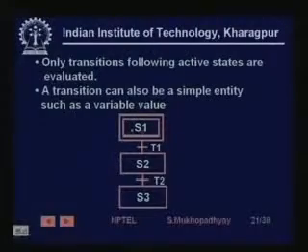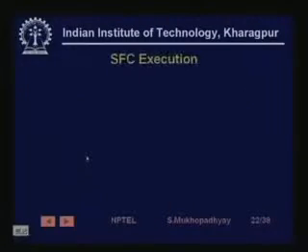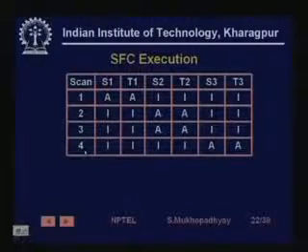So for example, in this case S1 is an initial step. While S1 is active, T1 is active, and if the conditions for T1 are fulfilled, then it will come to S2. While at S2, T2 also becomes active, and if T2 occurs, then it will go to S3. If you see the activations in scan 1, it may so happen that S1 and T1 are active, while in scan 2 it may happen that T1 has fired. Once T1 has fired, it has come to S2, and then T2 is active.